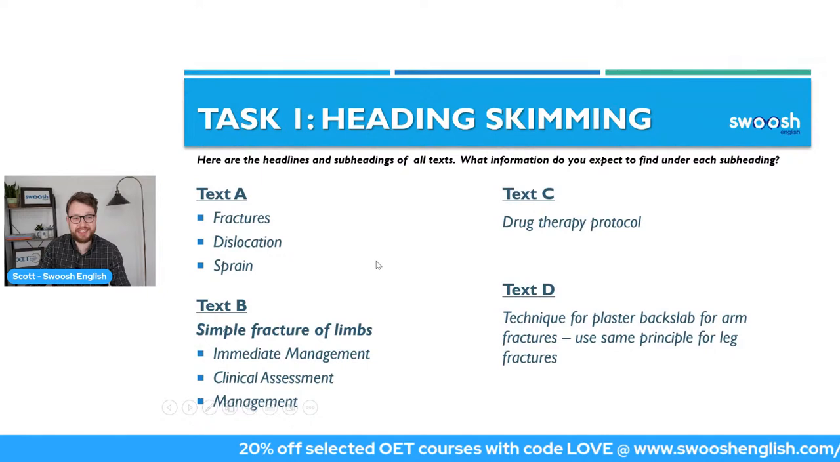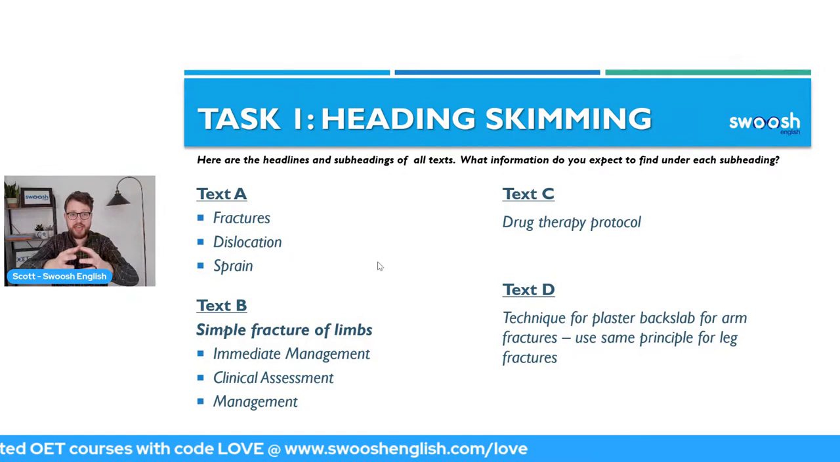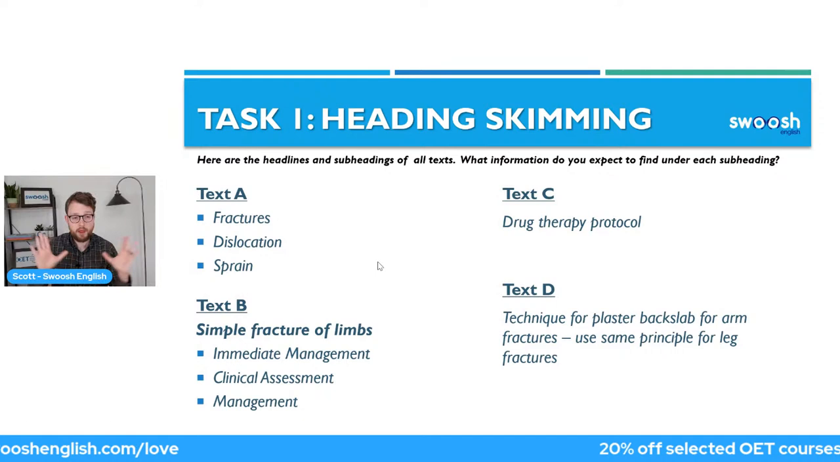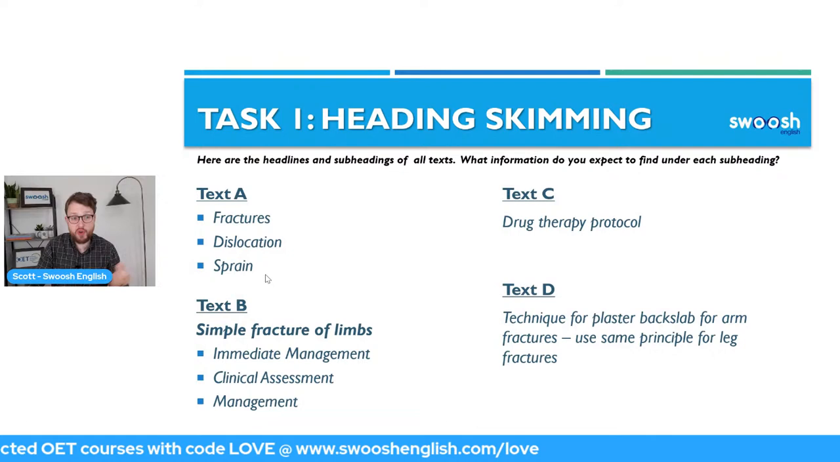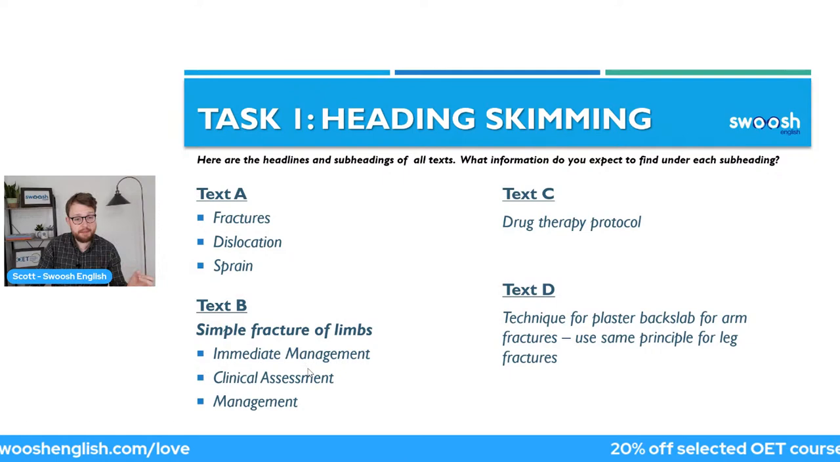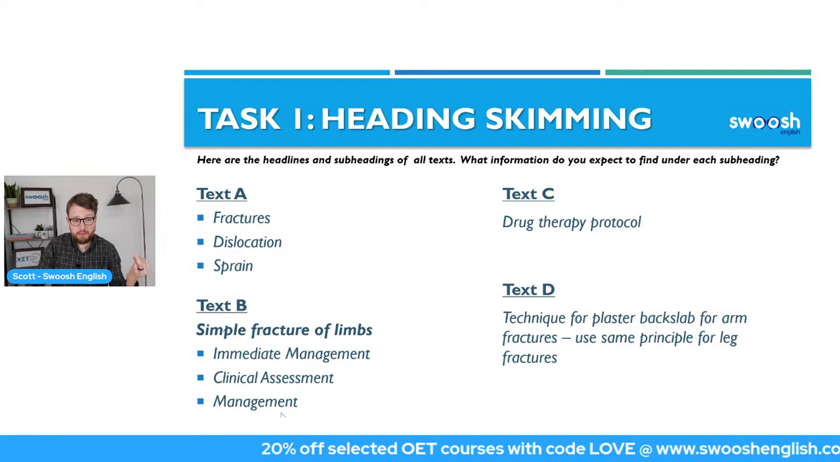All right, guys, hope you got on really well with that heading skimming exercise. So let's take all of this together and put it into a document. So, text A, as we can see over here, the headings were fractures, dislocation, and sprain. Does it give us an idea about what we're looking to find under that text? Text B, we have simple fracture of limbs, immediate management, clinical assessment, and management. Does it give us an idea about what we're looking to find under that text too? Throw your comments in terms of what you think you're going to find under that.